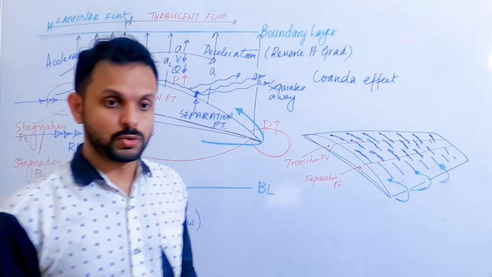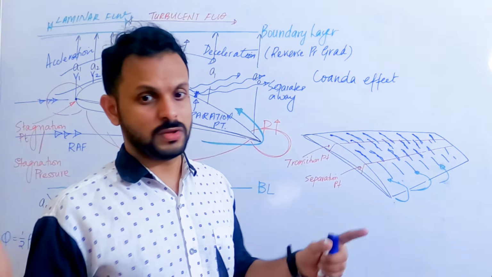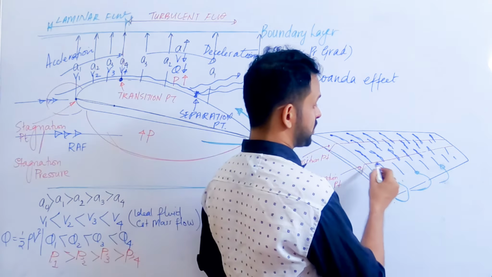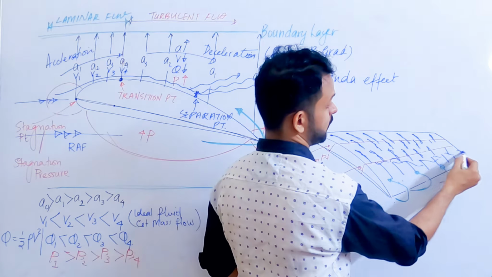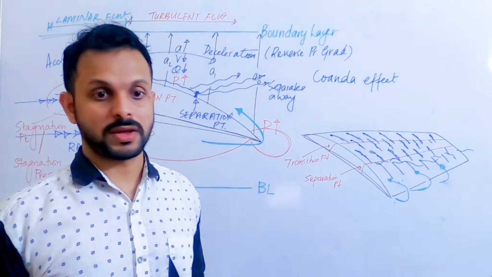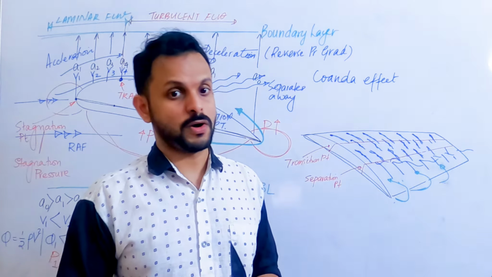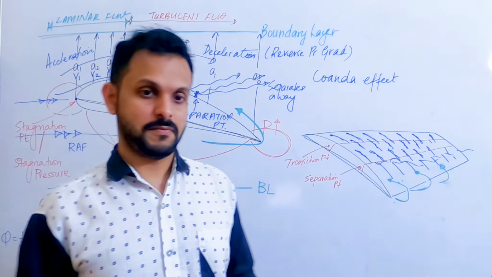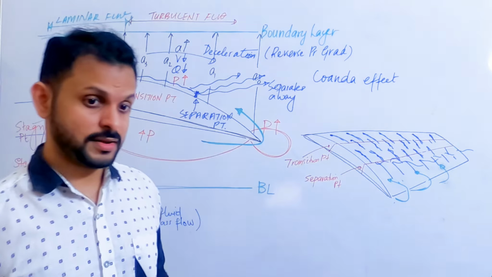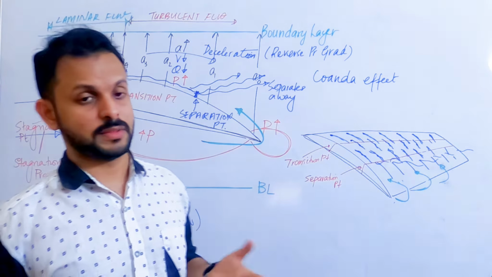And what does that do to the thread? It lifts up and goes disordered. So now there is no more attachment with the wing. The thread is going to detach from the wing. This tells us where the transition point is and where the separation point is. This experiment demonstrates the transition point and separation point.